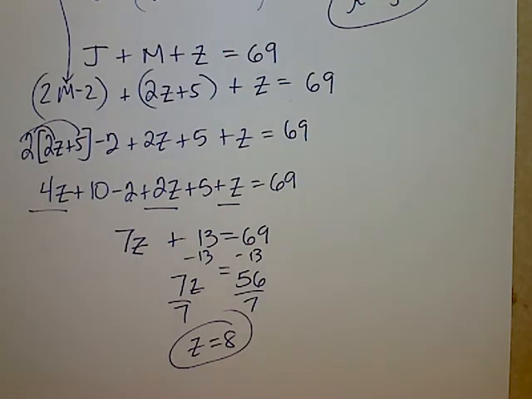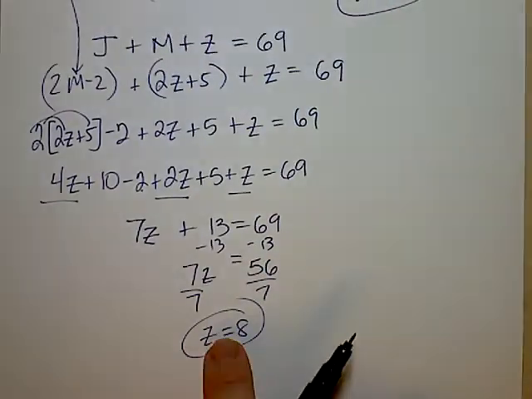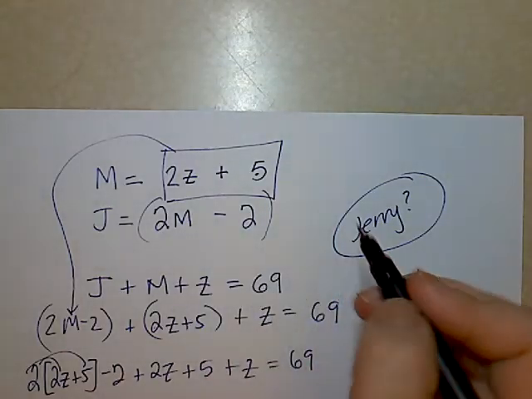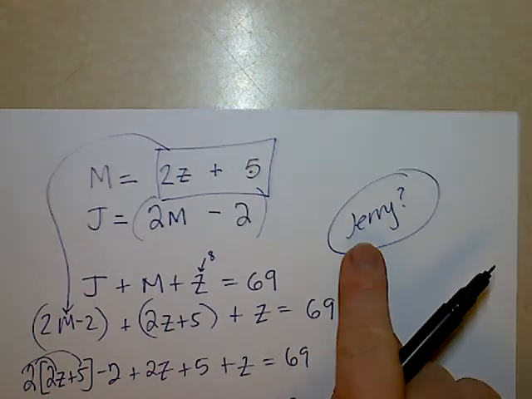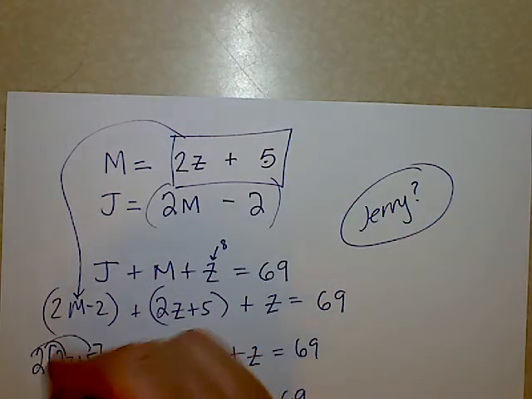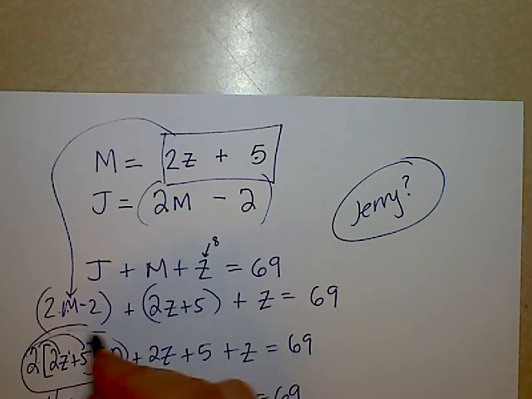Now if that's your final answer, it's wrong because we haven't gone back up to the problem to see that we want to know how many points Jerry scored. Zach scored 8, so this is 8. How much did Jerry score? There's a couple ways to do that. I'm going to come right over to this part. This represents Jerry.